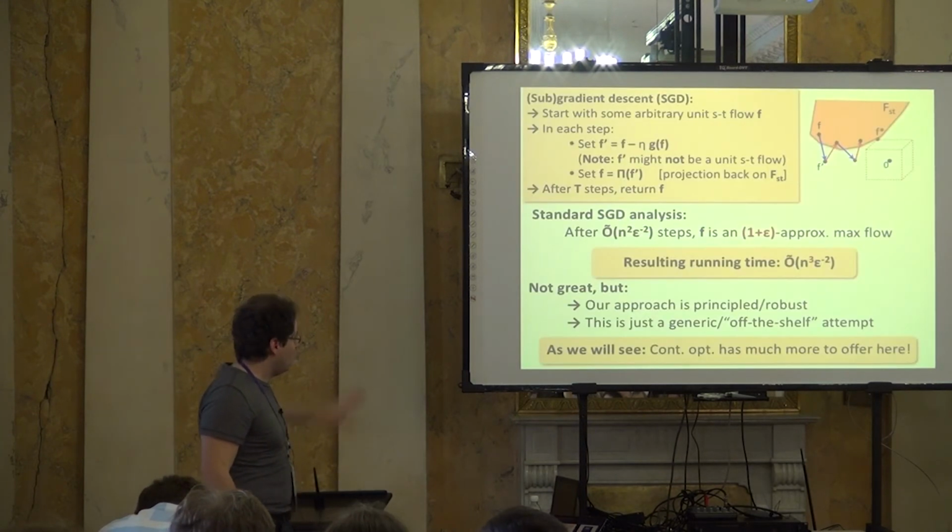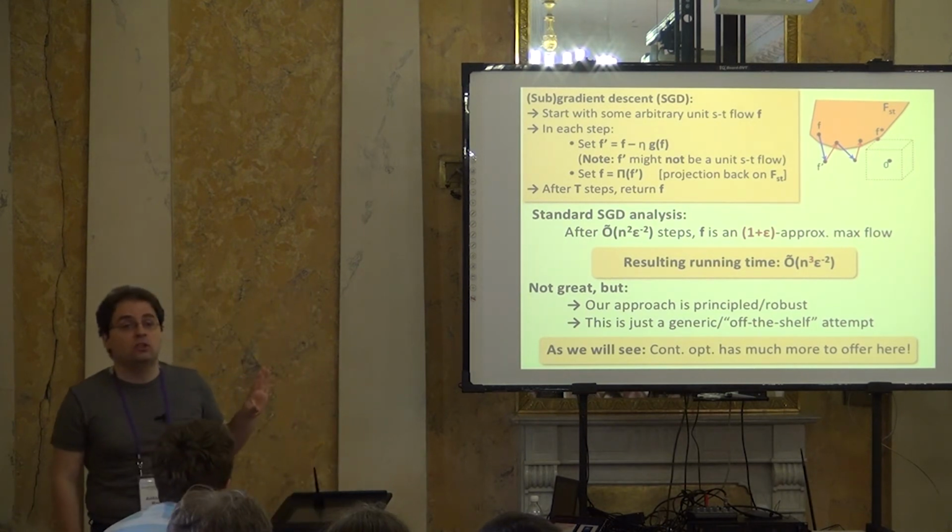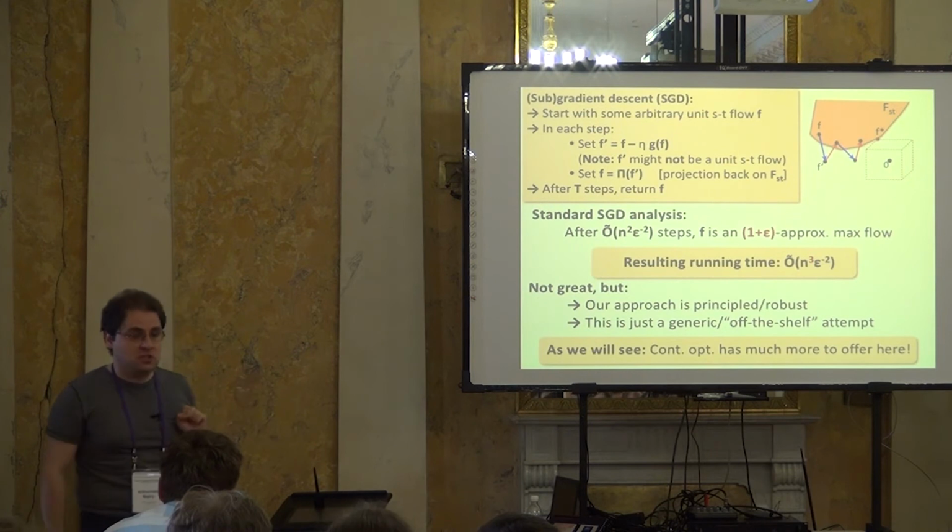Okay? So this is for now all I wanted to say about how to use continuous optimization to solve the max flow problem. We will revisit this question.